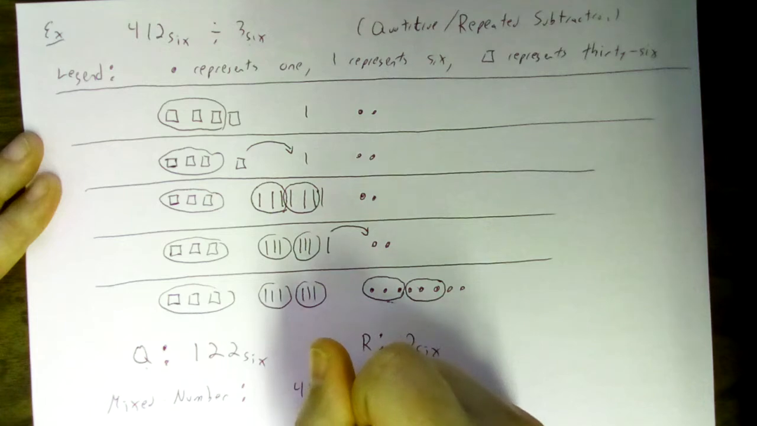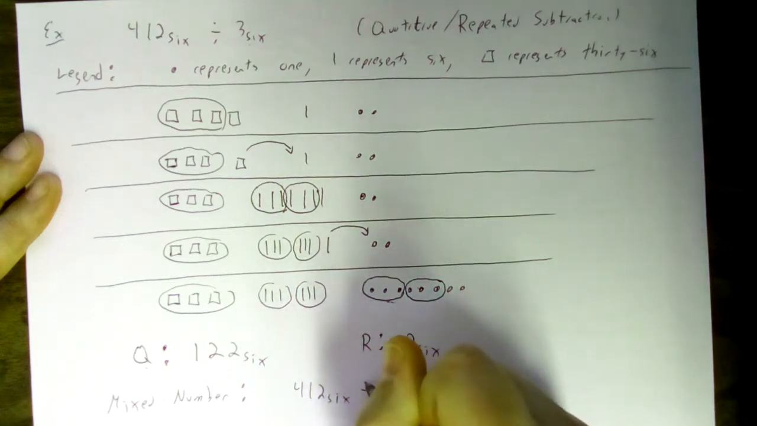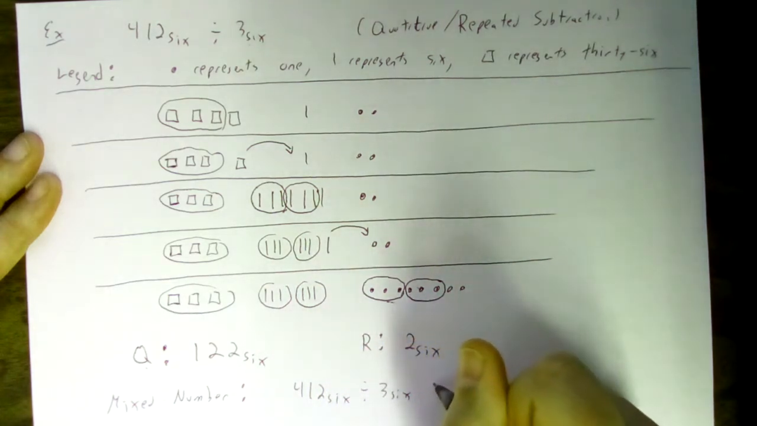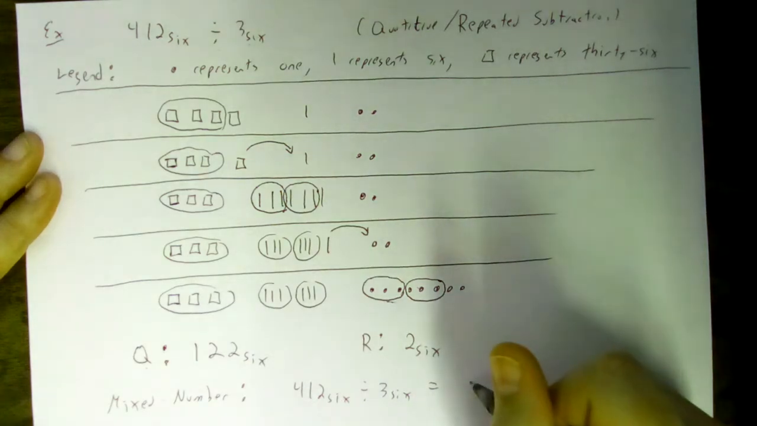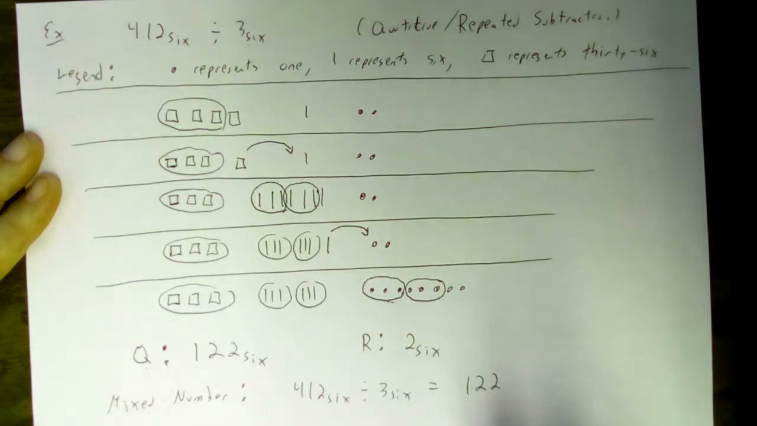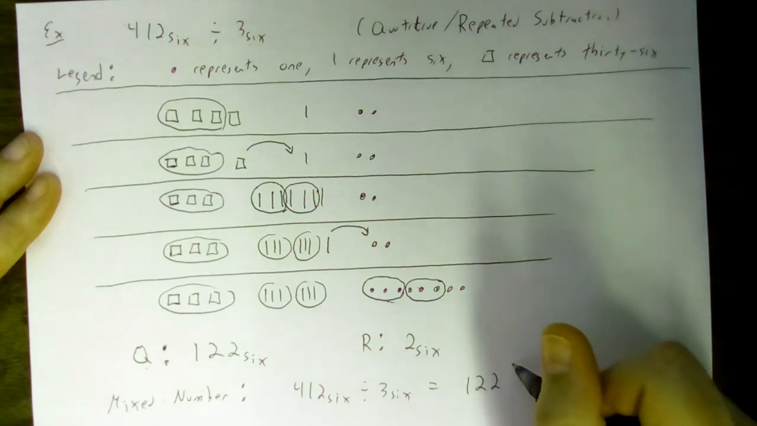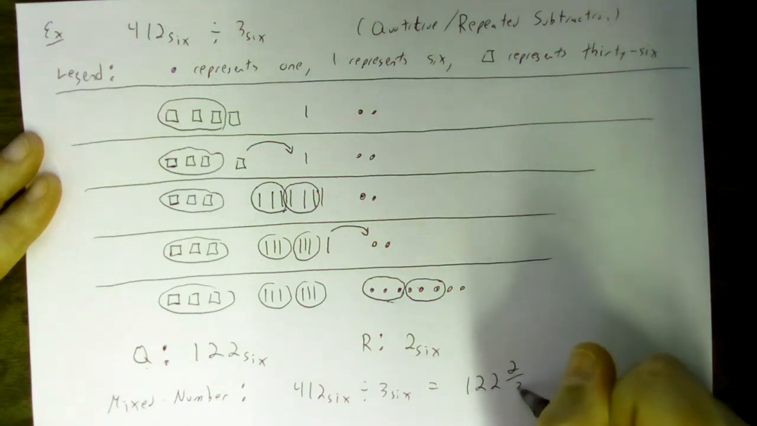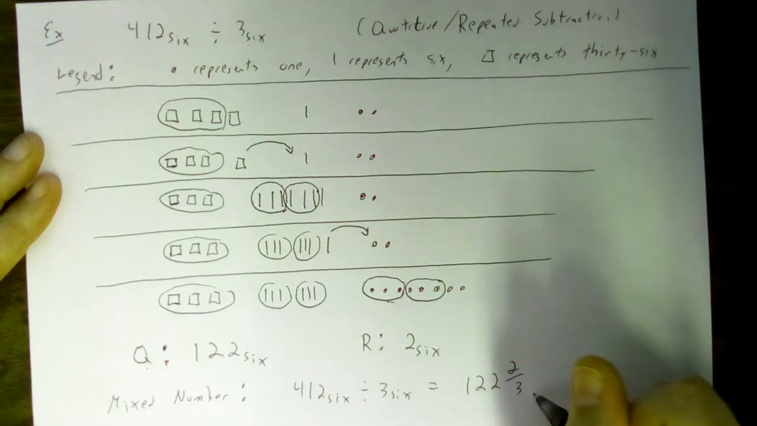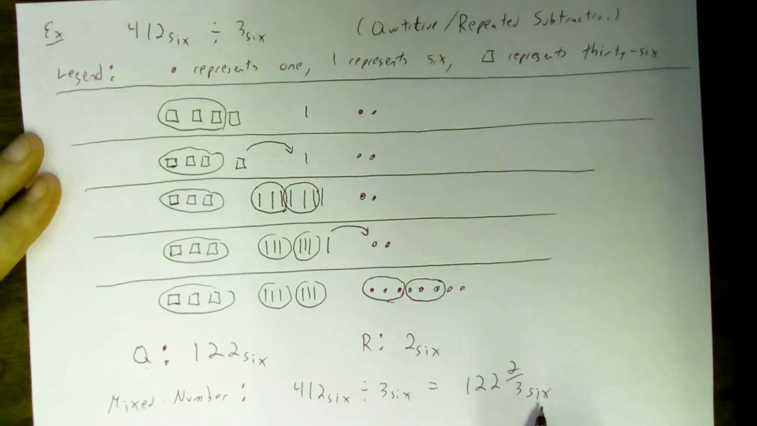to the division problem 412 in base 6 divided by 3 in base 6 would be the mixed number of 122, the quotient, with as the fractional part your remainder over your divisor, or 122 and 2/3 in base 6. Here the base 6 applies to the entire number, not just to the 3 or the 2 or the 122. Everything here is being thought of as a base 6 number. Remember our interpretation for this.